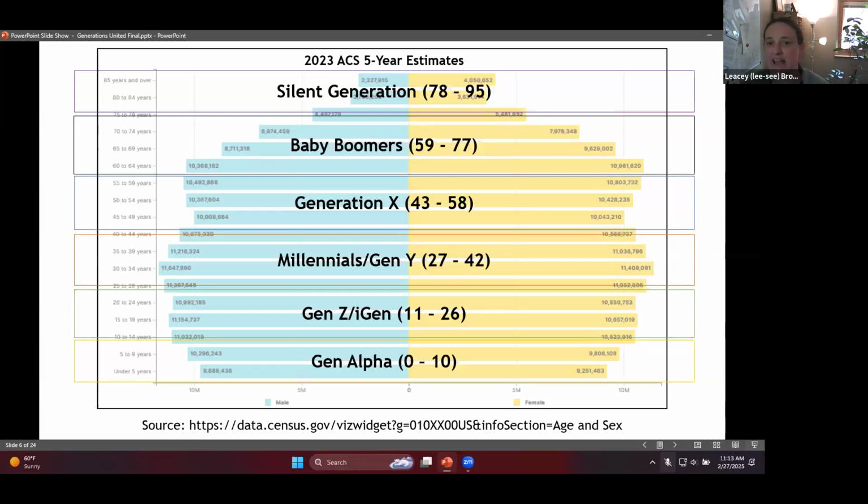Your silent generation would have been age 78 to 95 in 2023. The baby boom generation was age 59 to 77 in 2023. Generation X was age 43 to 58. Millennials were 27 to 42. And then our Gen Z were 11 to 26. And then our Gen Alpha are under 10. I like this diagram because it gives you a sense of what the population actually looks like by age. Forgive me for skipping this. Like I said, I must have hit my finger too quick.